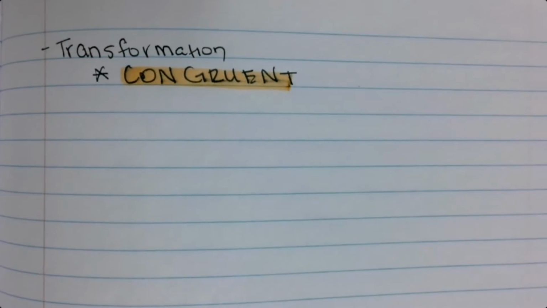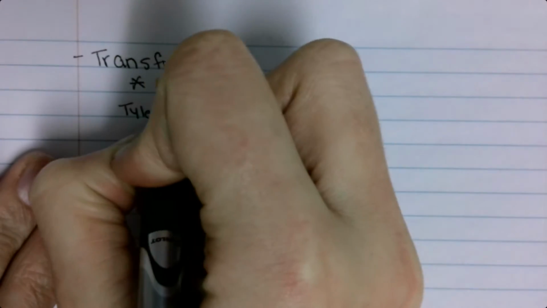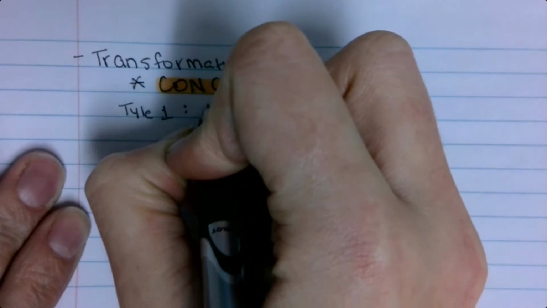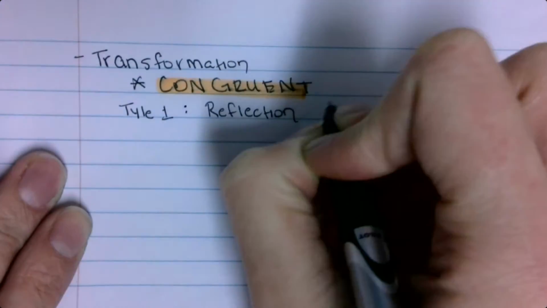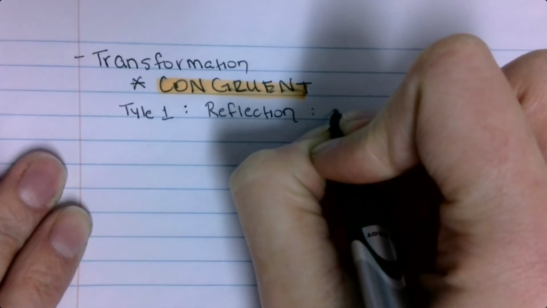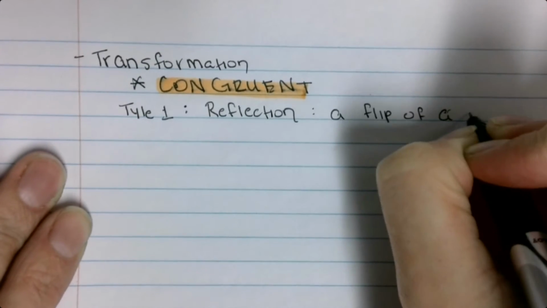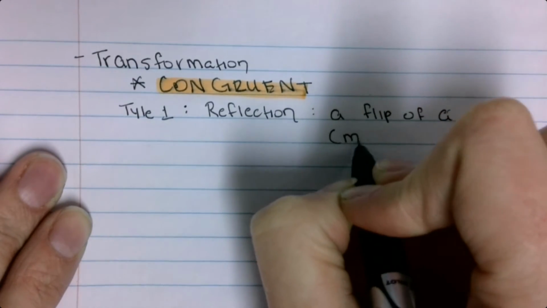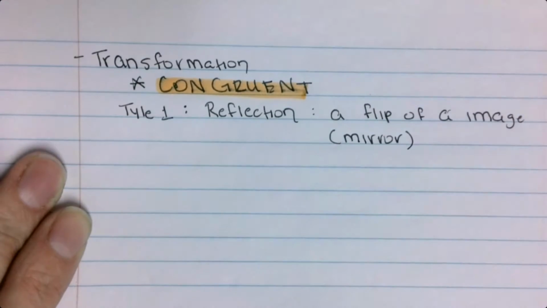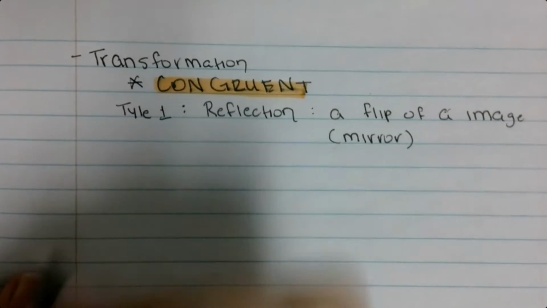All right. So there are going to be 4 that we are going to talk about. Type 1 is going to be a reflection. And a reflection is basically a flip of an image. We could also call this a mirror, right? If we stand in the mirror and hold up our right hand, it's going to look like our left hand. All right? That's what we're looking for.